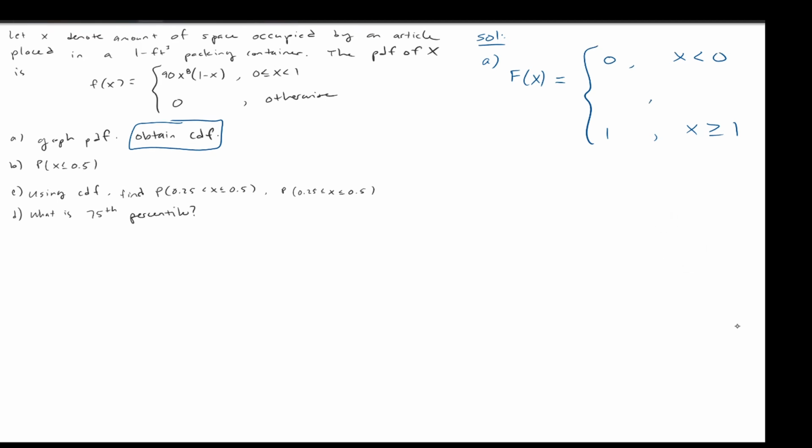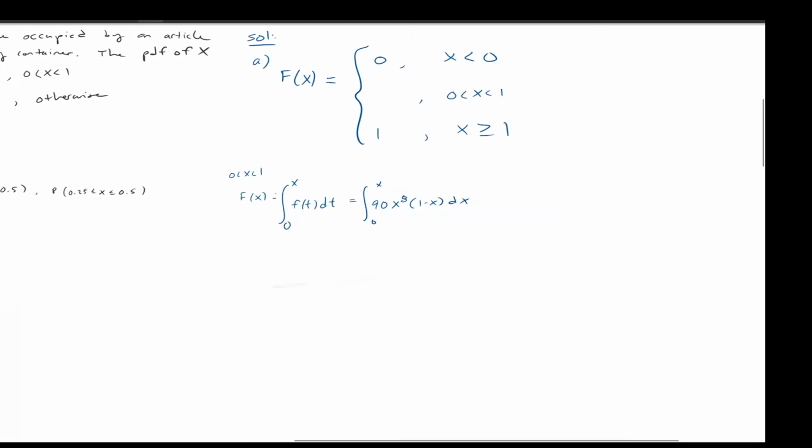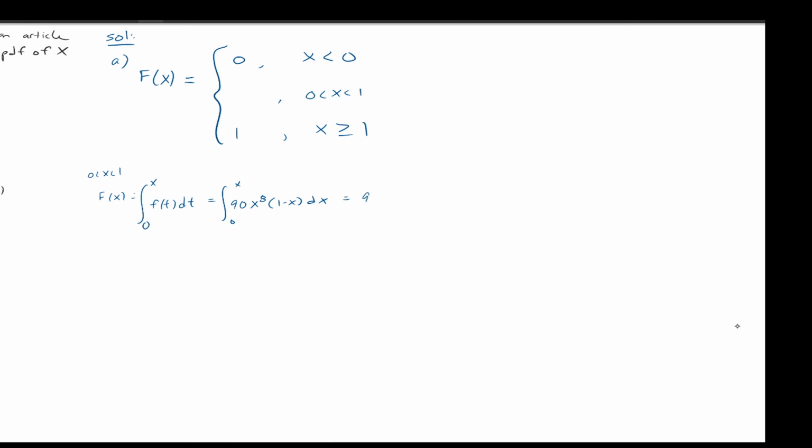Now the part in between where x is between 0 and 1, and I think actually this should be, according to the book, strict. So change that. Now the part in between, if x is between 0 and 1, I have to integrate. So capital F of x for x between 0 and 1 is going to equal the integral from 0 to x of f of t dt, which is the integral from 0 to x of 90 t to the 8, 1 minus t dt. And probably the best thing to do for this integration is to pull out the 90 from the integral from 0 to x, and then t to the 8 minus t to the 9 dt.